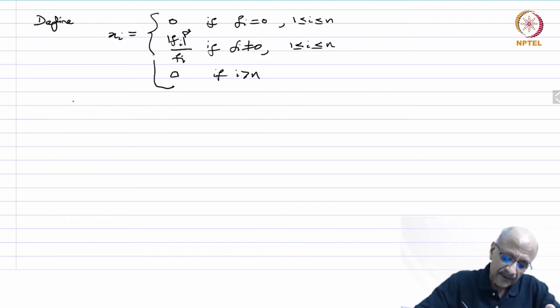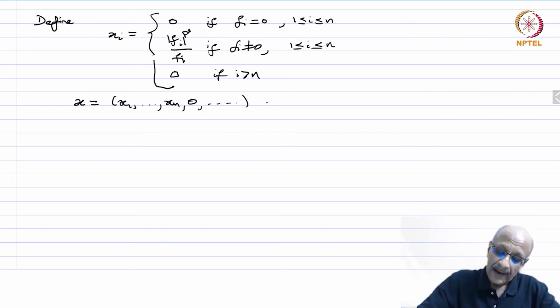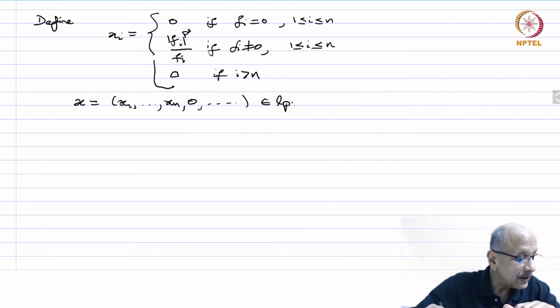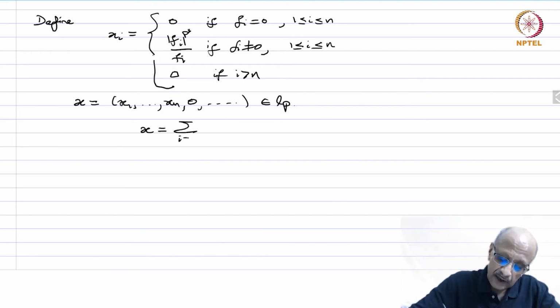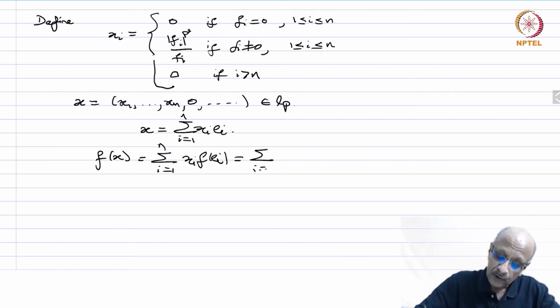So if you look at x, it is in fact of the form x1 to xn and then zeros, and therefore automatically, since it's a finite sequence, this automatically belongs to lp. Okay. So and further you can say x is equal to the sum i equals 1 to n of xi ei. Therefore, since F is linear, F of x equals the sum i equals 1 to n of xi F of ei, which is equal to the sum i equals 1 to n of xi fi.